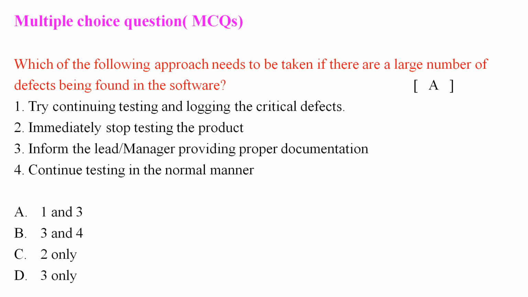A, that is, statements 1 and 3 are correct. What is the first statement? Try continuing testing and logging the critical defects. And what is the third statement? Inform your lead or your manager, providing proper documentation, about the larger number of defects being found during the testing activity. Clear? The first statement and the third statement are both correct. These types of questions you will get in the technical screening test as well as in the ISTQB exam and in any competitive exams.